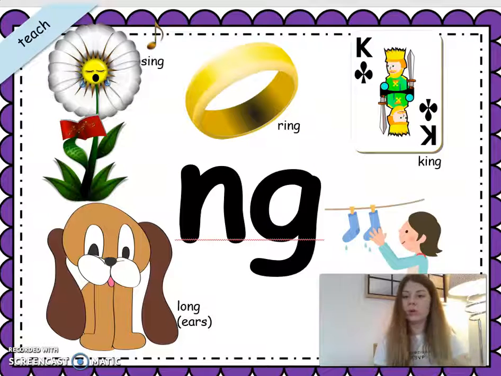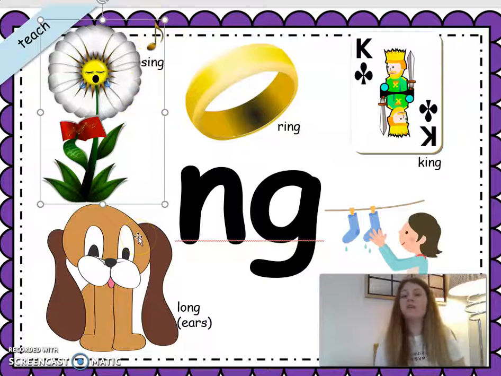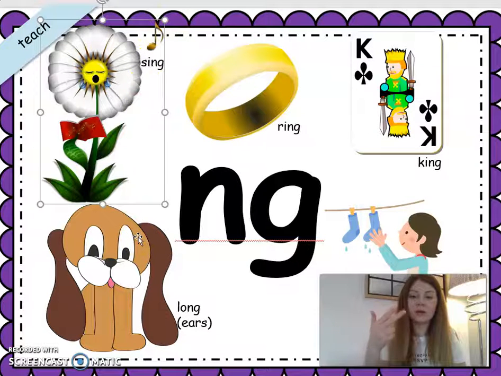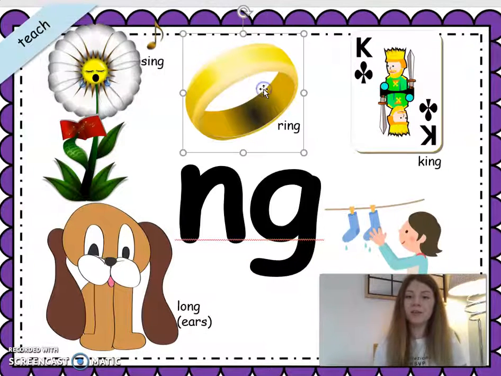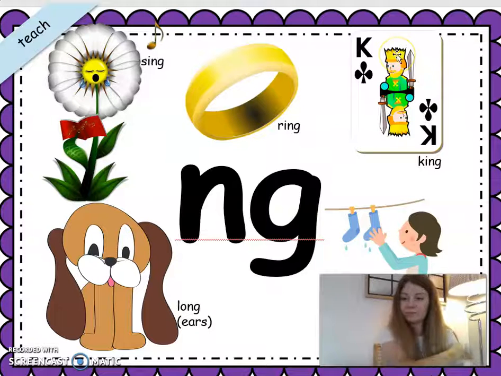Right, let's have a look at some words that have got a new digraph ng in them. Okay. Oh, it's our I Spy bit first, isn't it? So we've got here a picture of a flower, and I think she's singing a song. Look, she's got a songbook there, and there's a little note. So sing, let's sound it out. S-I-N-G, sing. The ng digraph is at the end of the word. This is a ring. Let's sound it out. R-I-N-G, ring. Well done.